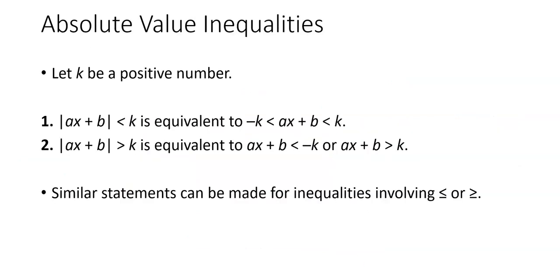All right, if you want a little roadmap as to how these things work, this is how these things work. If it's a less than, then you've got an and situation, so you squeeze it in between here. If it's a greater than, then it's greater than the positive or less than the negative. And the last thing just says that, if you're doing greater than or equal to, less than or equal to, the same idea holds. You just replace those less thans and greater thans with the equality version.